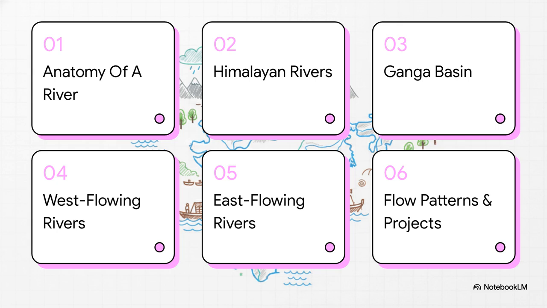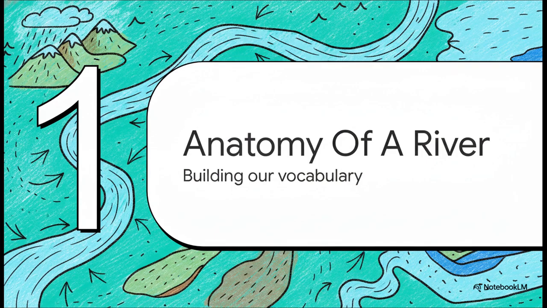To keep things organized and prevent any cognitive overload today, here is our roadmap. We'll cover 1. The anatomy of a river system. 2. The mighty Himalayan rivers. 3. The Ganga Basin. 4. West-flowing peninsula rivers. 5. East-flowing peninsula rivers. And finally 6. Flow patterns and projects. So, let's kick things off with Section 1, Anatomy of a River System, building our foundational vocabulary.